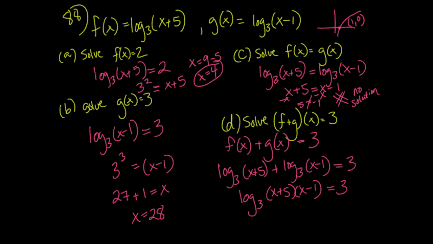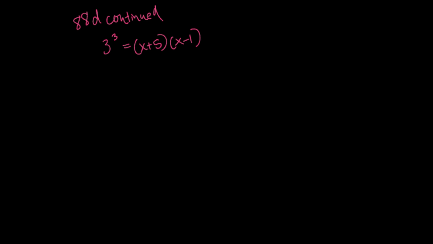Now I'm going to convert this to exponential form. So we have 3 to the third equals x plus 5 times x minus 1. I just continued this on another page to give us some more room. What does this smell like? It smells like a quadratic to me. So 3 to the third is equal to 27. And if I FOIL this or expand it, I get x squared plus 4x minus 5.